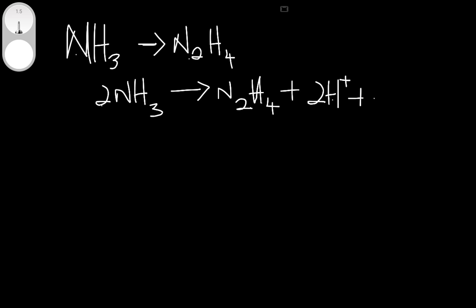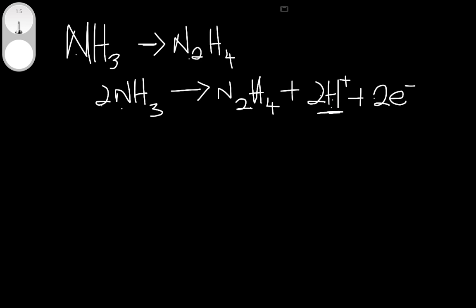And then to balance, we have 2 positives here, and here we have a net charge of 0, so we need to have a net charge of 0 on this side too, so we add 2 electrons. Okay, but this is a basic solution like we did the other time. We don't use this to balance basic solutions.